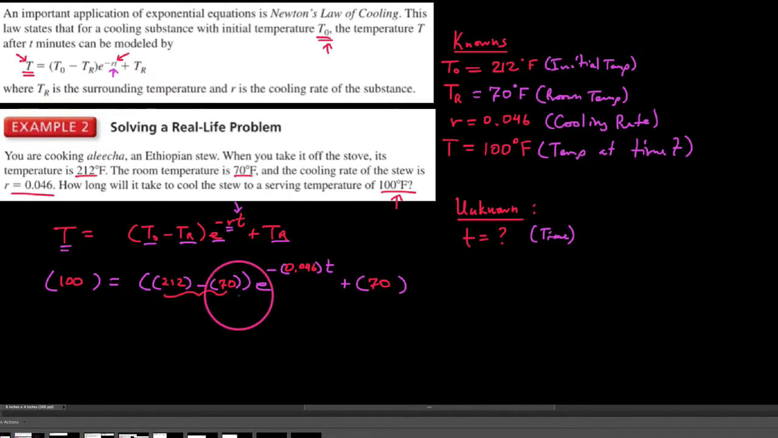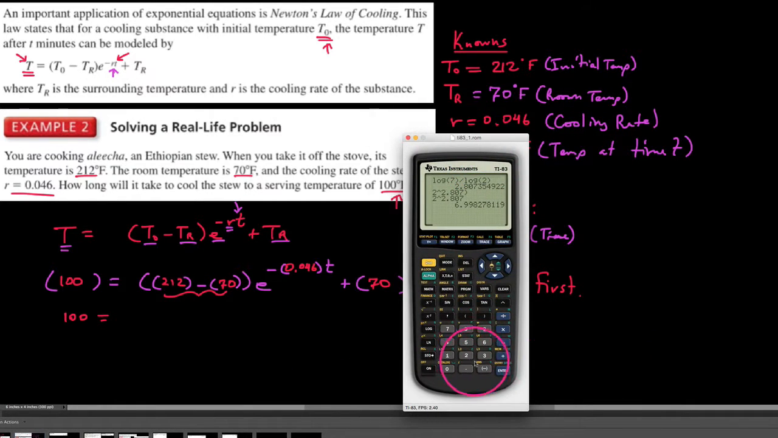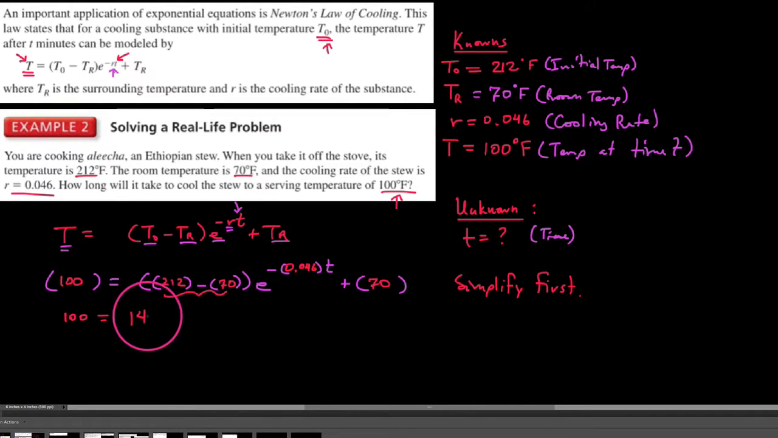So what I'm going to do is simplify first. We don't have much to do with the left side; that's 100. But inside the parentheses, 212 minus 70, let's find that difference. 212 minus 70 gives us a difference of 142. So we say 142 e to the negative 0.046 times time plus our constant 70. So now, this is as simplified as we're going to get it.